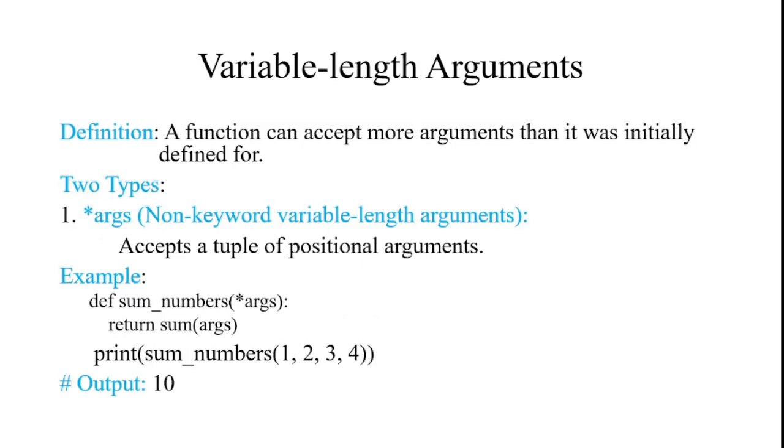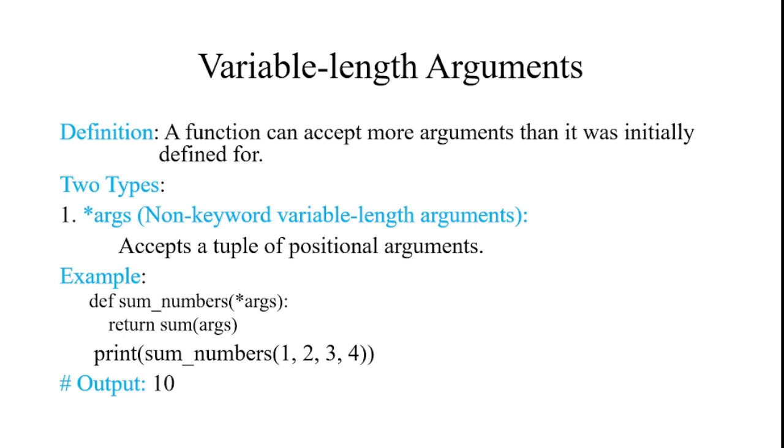Next come the variable length arguments. In the previous cases the number of arguments mattered, but now suppose we have defined a function with one argument, but later on we want to give two or three or more arguments. Then this variable length argument concept will work. So basically a function that can accept more arguments than it was initially defined with is called variable length argument.